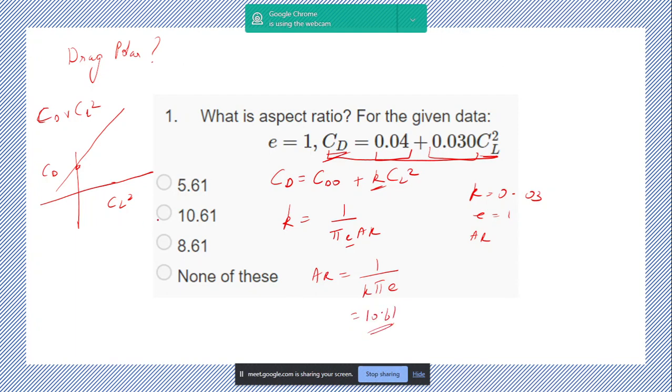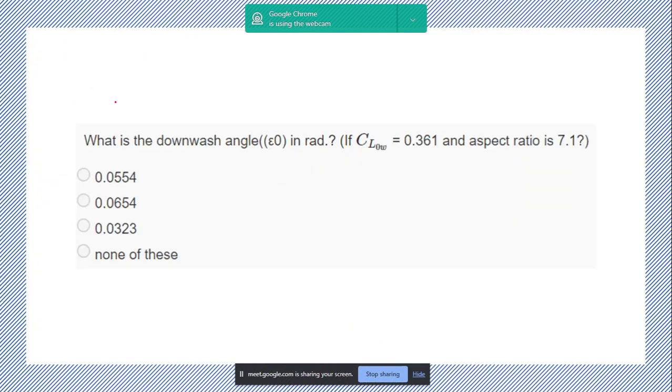10.61. It's a very straightforward question. The relation between CD and Cl is called drag polar. It takes this form, CD equal to CD naught plus K Cl square, where CD naught is this intercept. It is a straight line. Next question. What is the downwash angle epsilon naught in radians?